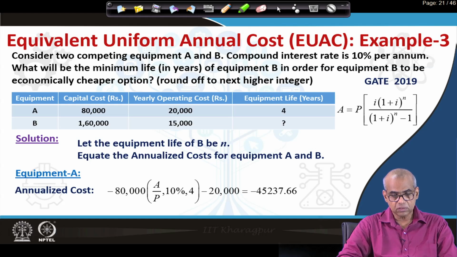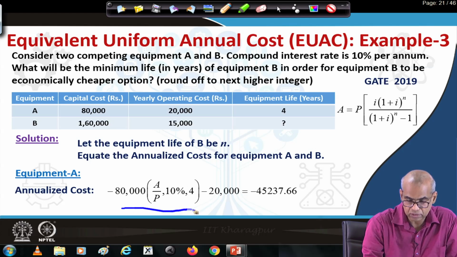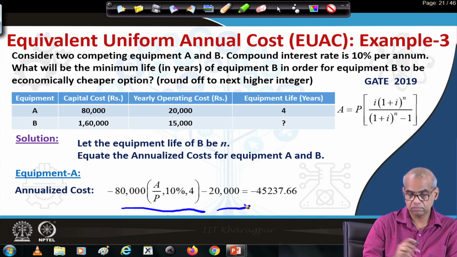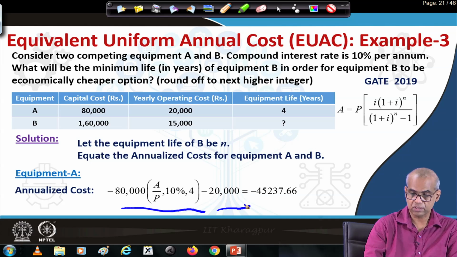So, for equipment A, we obtain the annualized cost. I have to find out the A by P factor for the capital cost 80,000 rupees. 80,000 rupees has to be annualized for 4 years with interest rate 10%. So, this gives you this quantity, and annual operating cost is already given as 20,000. So, their sum is the annualized cost for equipment A, 45,237.66.